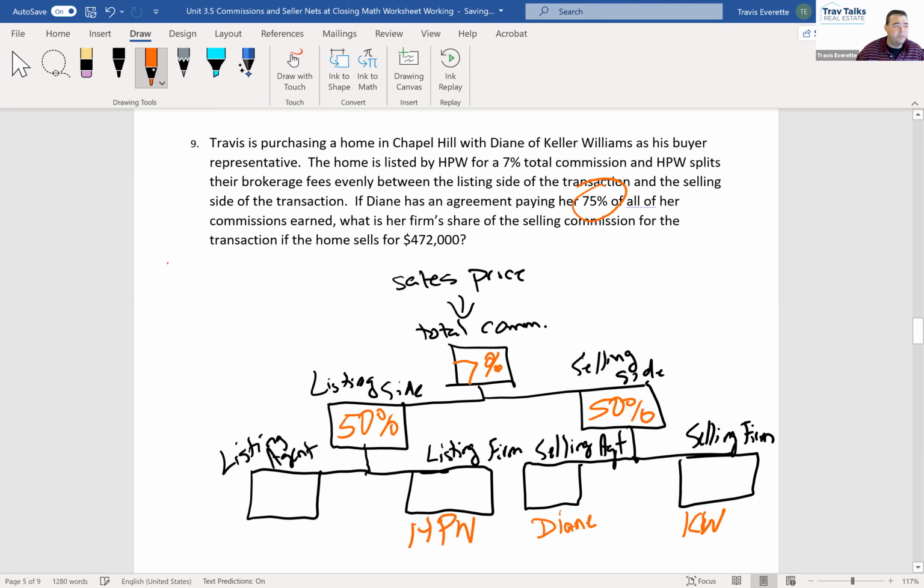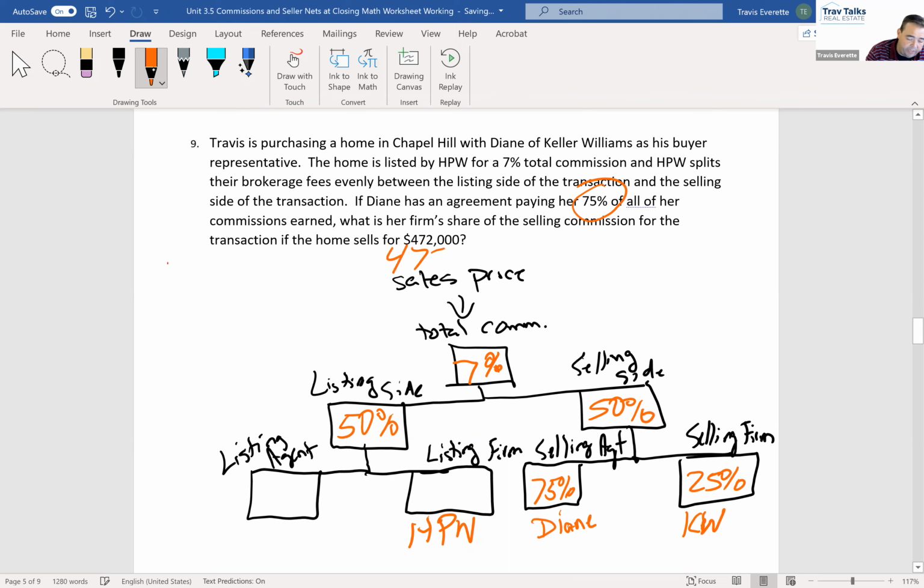I wouldn't try to do the math. I think that makes it harder on you. Just do the 50%. It says if Diane has an agreement paying her 75% of all her commissions earned, so there's Diane, give her 75%, means her firm must get 25%. What is her firm's share of the selling commission for the transaction if the home sells for $472,000?